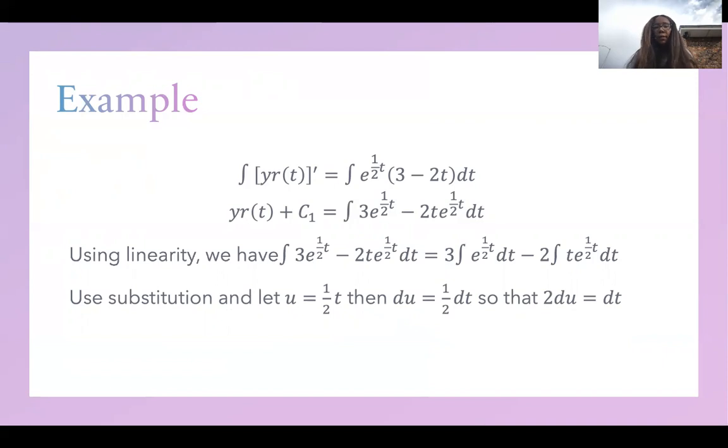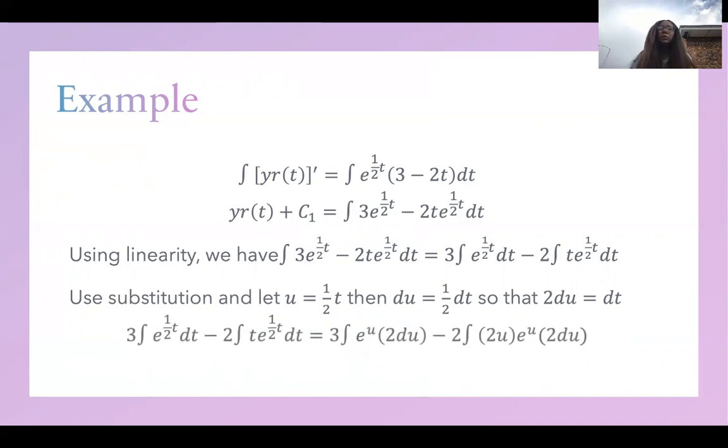So the derivative of u would then just be 1/2 dt. And if we multiply both sides of that by 2, we get 2 du is equal to dt. And so we can substitute this back in. Now we have 3 times the integral of e to the u, right? So we replaced our u with 1/2 t, and then our dt is 2 du.